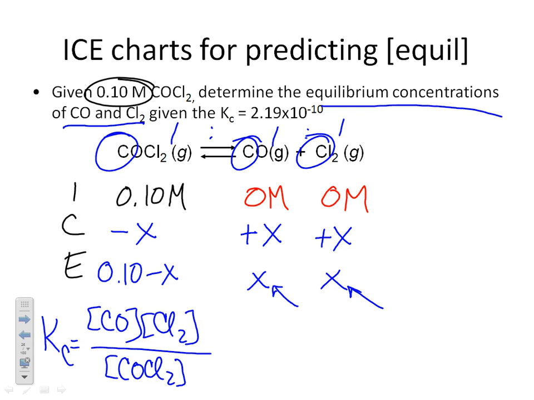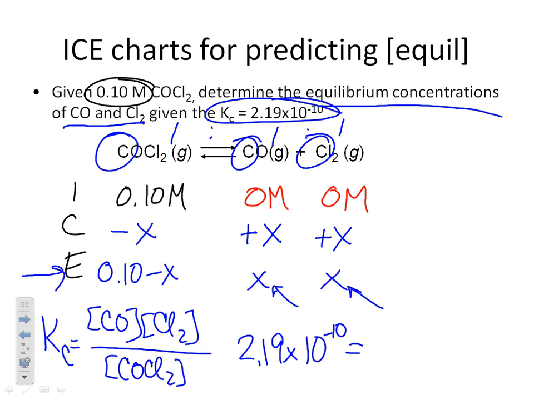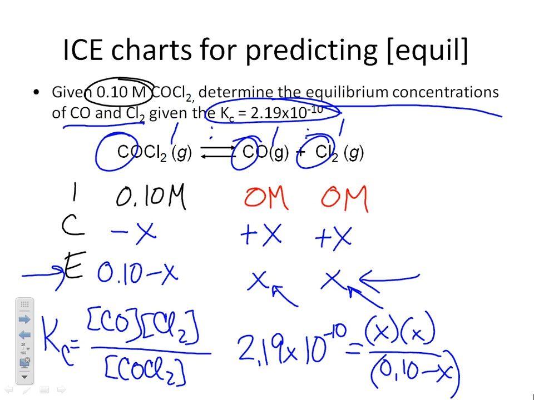Now, where before you were looking for the value of Kc, we know the value of Kc. So now we're going to plug in what we know. 2.19 times 10 to the minus 10th is equal to, well, equilibrium. We're always looking at our equilibrium line from our ICE chart. X times X over 0.1 minus X. That right there is totally solvable.